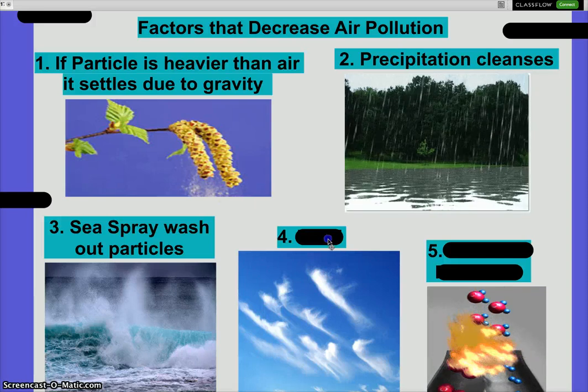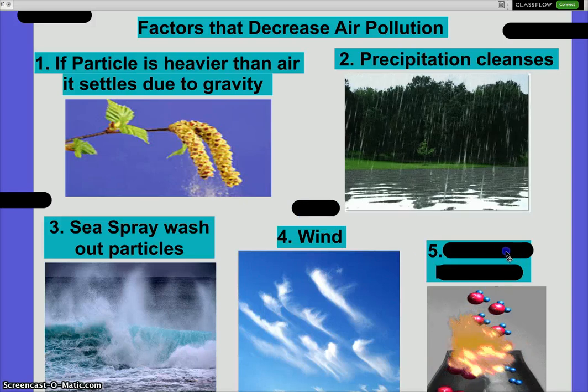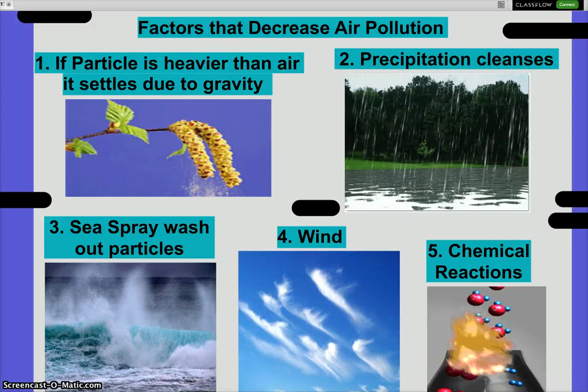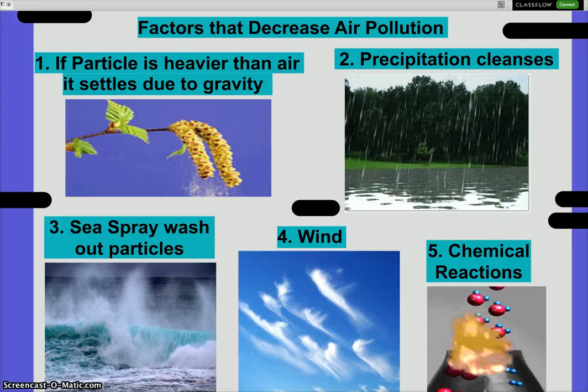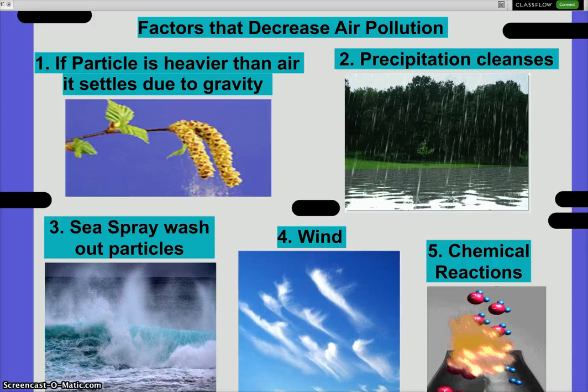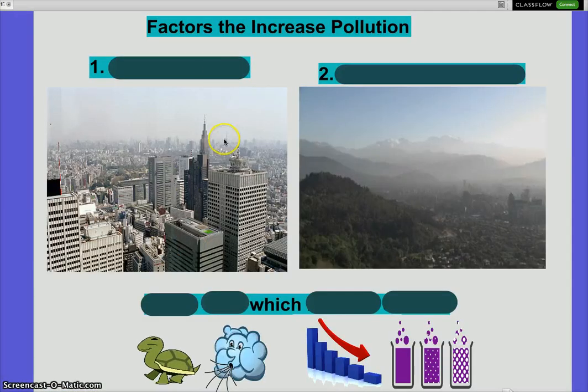Wind, good. And the last one is always, people have trouble, but any form of chemical reaction will reduce pollutants, right? So if you have a pollutant that's in the atmosphere and it tends to react with other compounds, it might become something that's not a pollutant. Definitely.